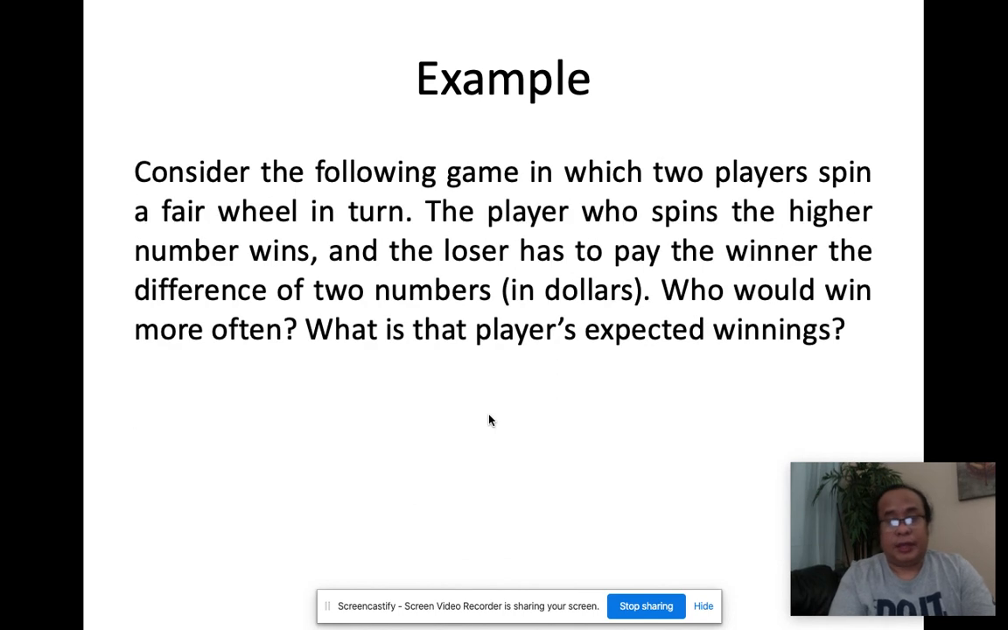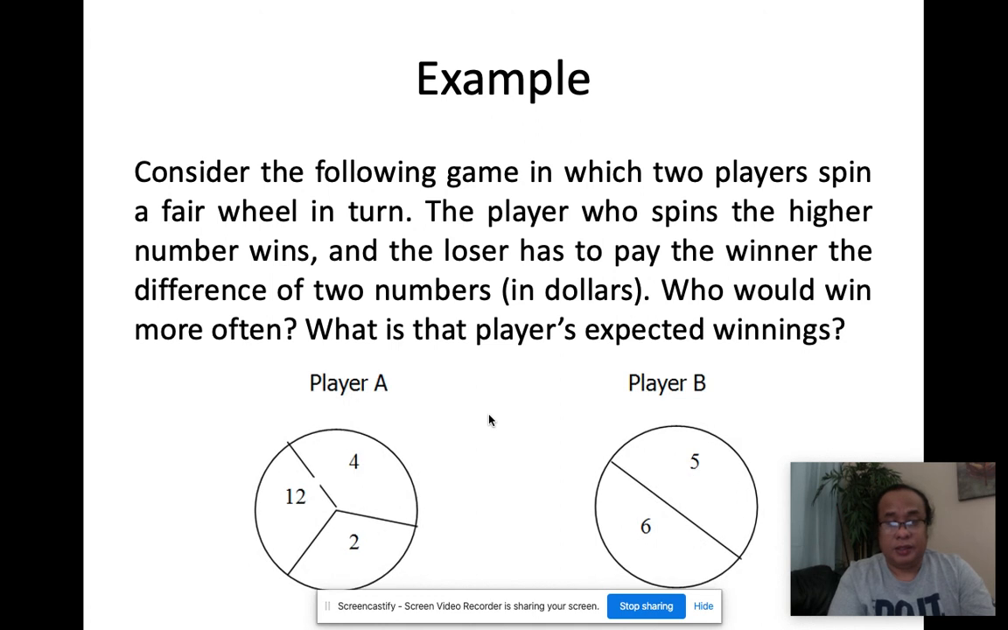This one, another game. Consider the following game in which two players spin a fair wheel in turn. The player who spins the higher number wins, and the loser has to pay the winner the difference of the two numbers in dollars. Who would win more often? And what's the player's expected winnings? Okay? Let's look at the spinner. So these are the numbers for player A, and these are the numbers for player B. So if we determine each of them spins, and then whoever gets the higher number wins, right?